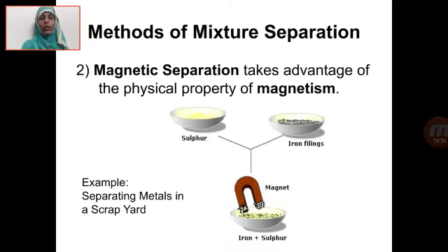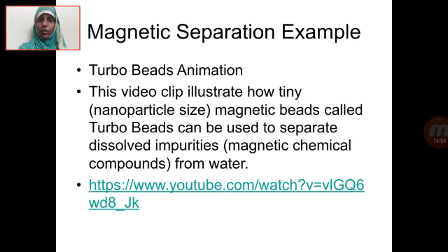So when you take a magnet, any magnet, horseshoe magnet, bar magnet, etc., and just move it above the dish, all the iron filings will get attracted to the magnet, and you will get the clear dish with the sulfur powder. So isn't it helpful to separate it easily? So it is an example of magnetic separation.